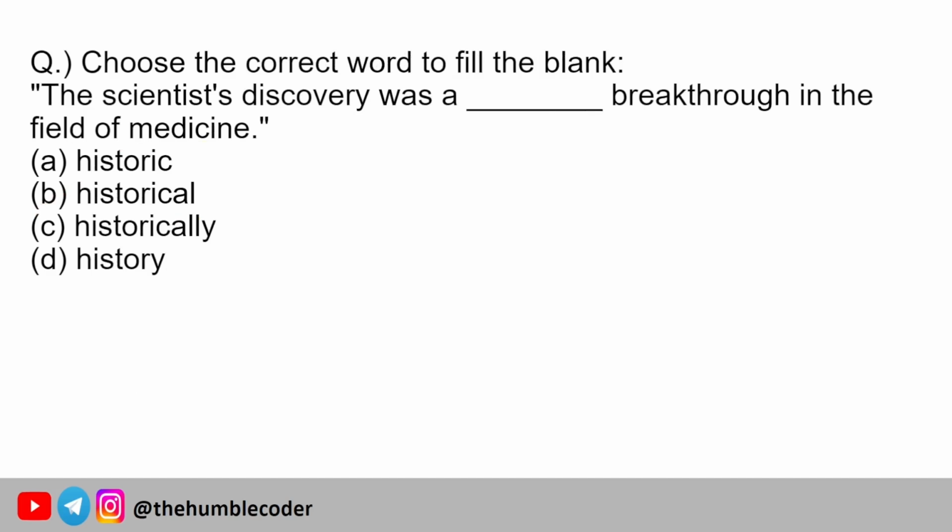Choose the correct word and fill in the blank. The question is, the scientist's discovery was a dash breakthrough in the field of medicine. The options that we have are historic, historical, historically, and history. Now, this question is from the topic called word usage in a context. So let's see which word will fit in this blank. The scientist's discovery was a historic breakthrough in the field of medicine. Yes, this seems to be logical and correct also. It is fitting also. Historical, historically, and history don't seem to fit in this context. So the correct answer is option number A.